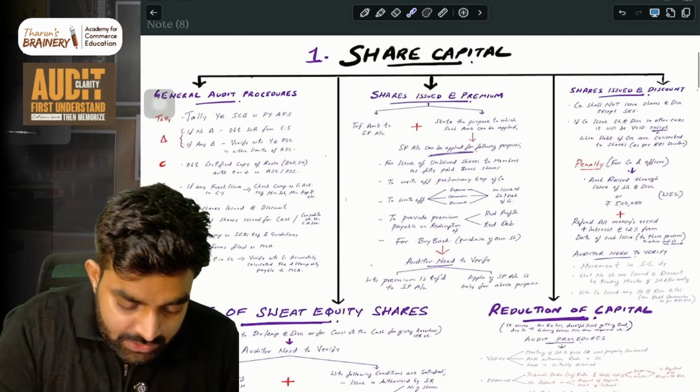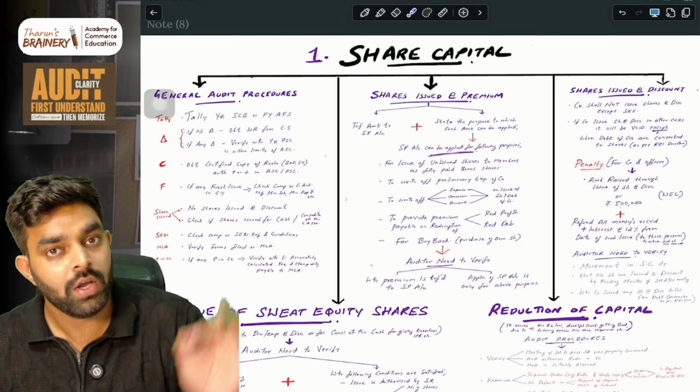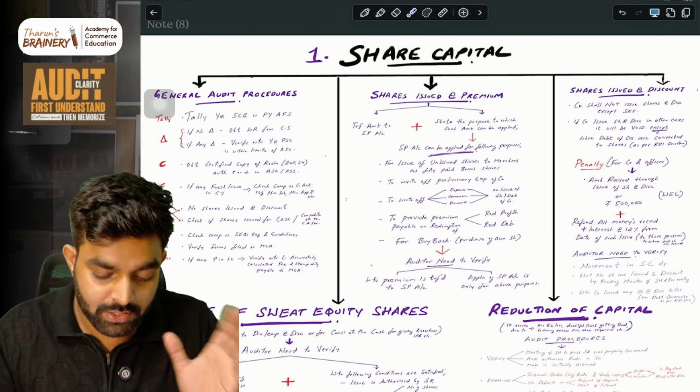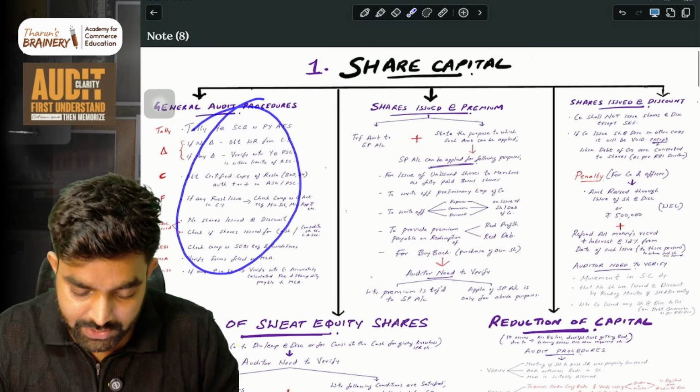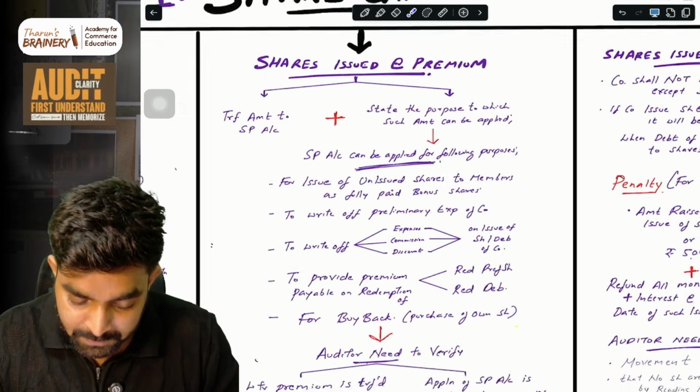So these are the general audit procedures you have to follow when you are auditing share capital. This can be a 5 marks question. So at least 6 points keep in mind.